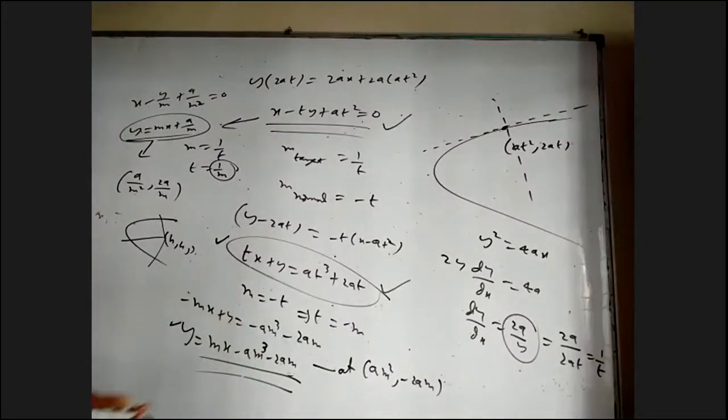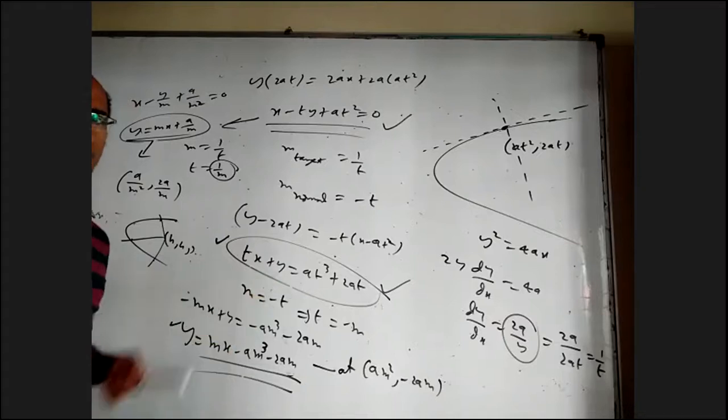Then you'll get three slopes, one for this, one for this one. Or you get three t values, one for this, one for this, one for this. So passing through any point, maximum three normals. It is not always three normals because a cubic equation may not have three real roots.